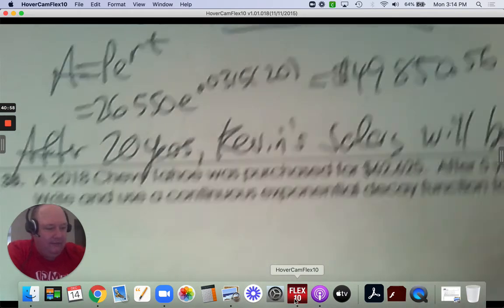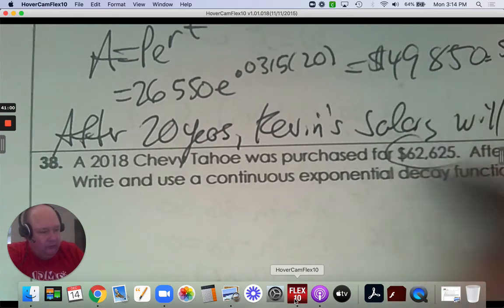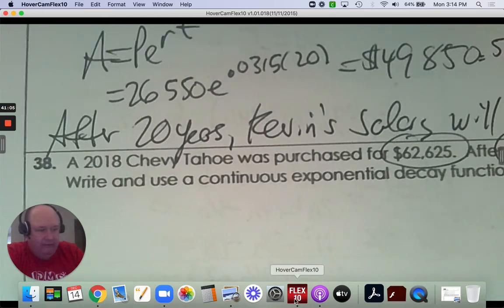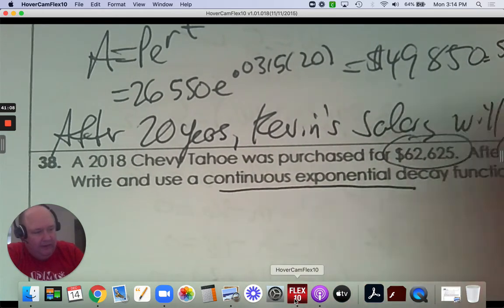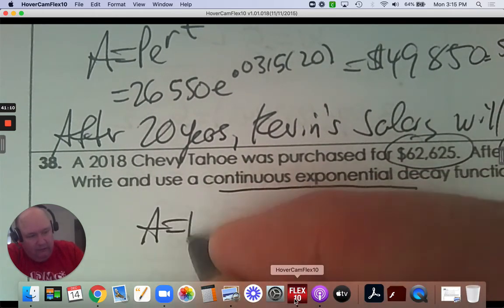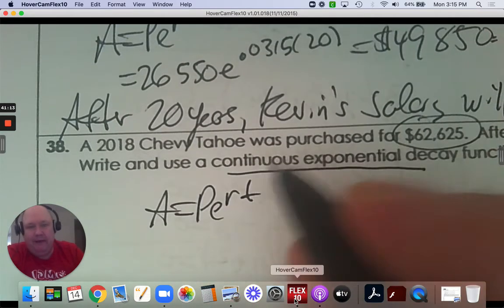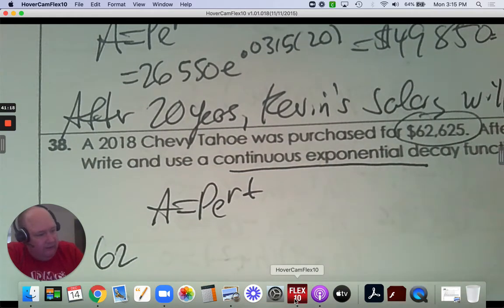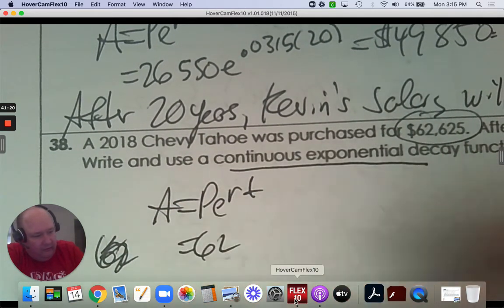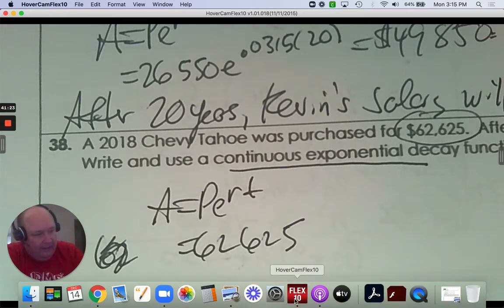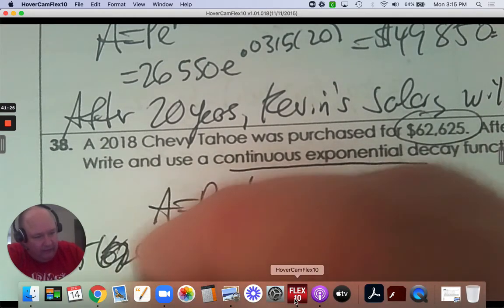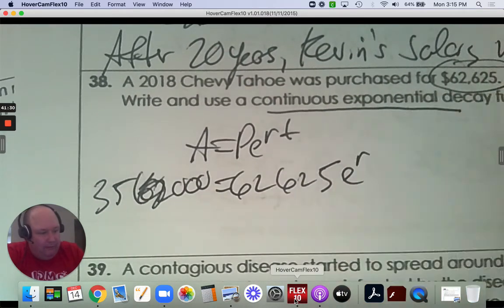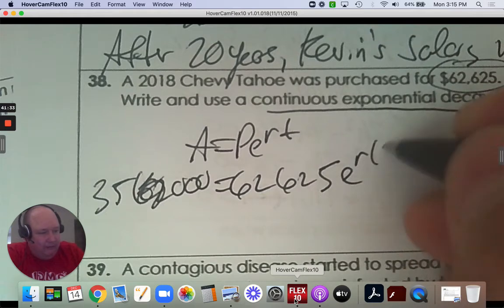Number 38. A 2018 Chevy Tahoe was purchased for $62,000. After 5 years, the vehicle has a value of $35,000. Write a continuous exponential decay function. That's a continuous one. It's decaying because it's losing value. So we started at $62,625, but now it's worth only $35,000. We don't know the decay rate, but that depreciation happened after 5 years.